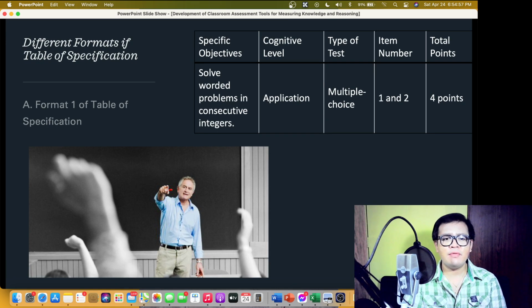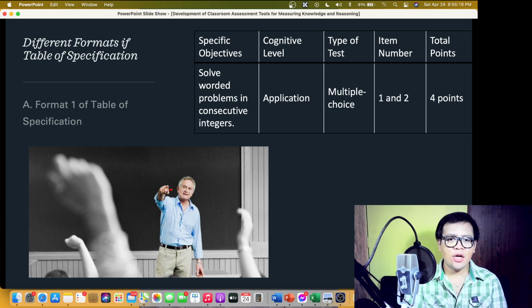So, format one of the table of specification is clearly shown and is being depicted above. As you can see, there is the specific objective, the cognitive level, the type of test, the item numbers, and the total number of points. Table of specification should have the following content.